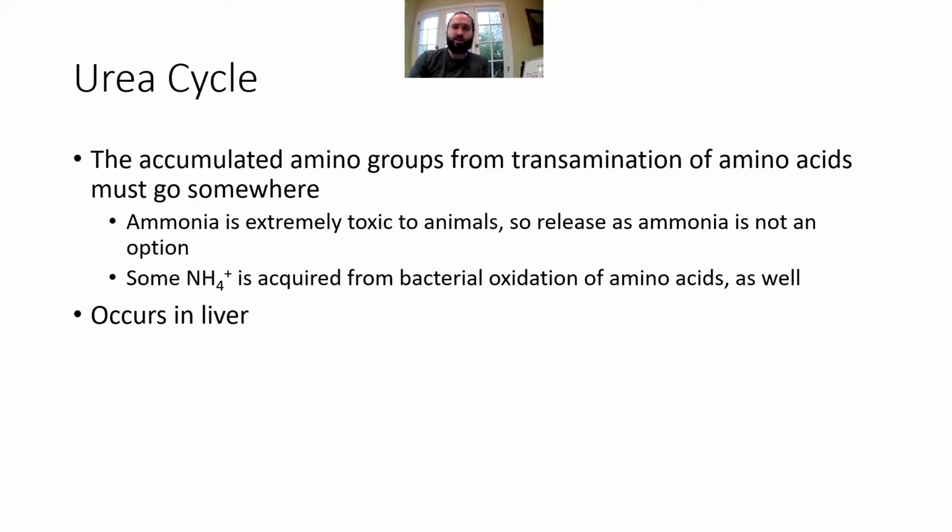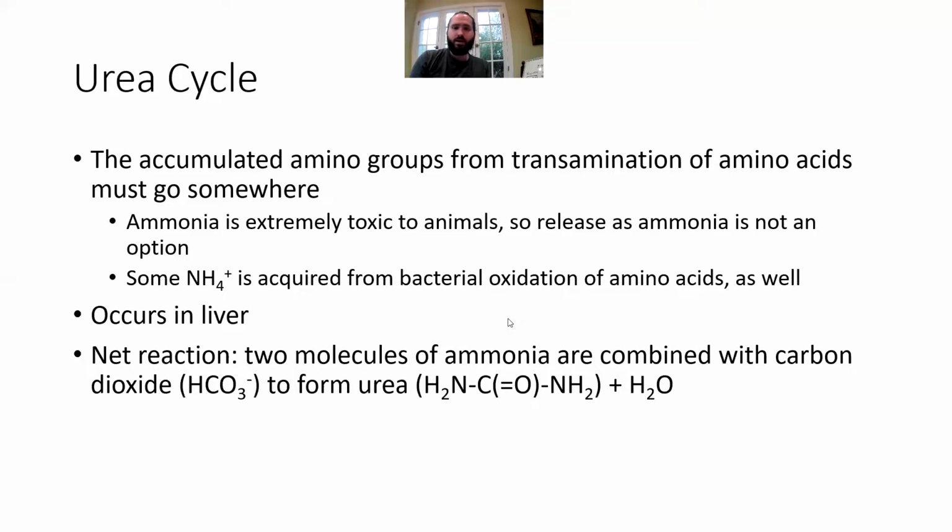The urea cycle occurs in the liver. And the net reaction of the urea cycle is that 2 molecules of ammonia are combined with carbon dioxide in the form of bicarbonate to form urea and water. You can see ammonia, and carbon dioxide in the middle here, or what used to be carbon dioxide. So in other words, 2NH3 plus CO2 goes to urea, and this notation is just a linearized version of a ketone plus water, or a carbonyl plus water.